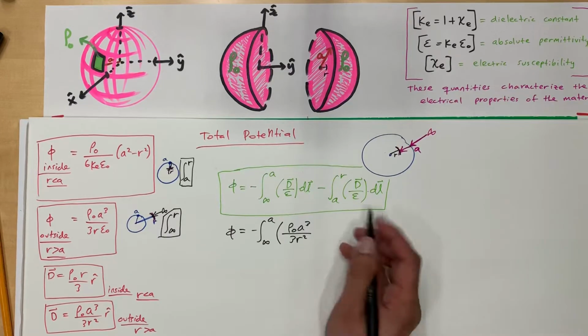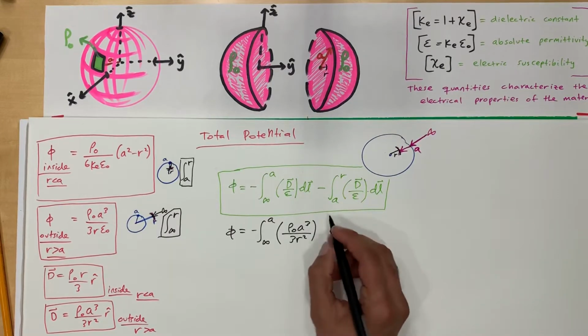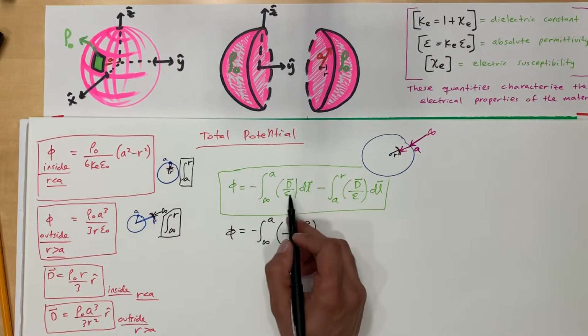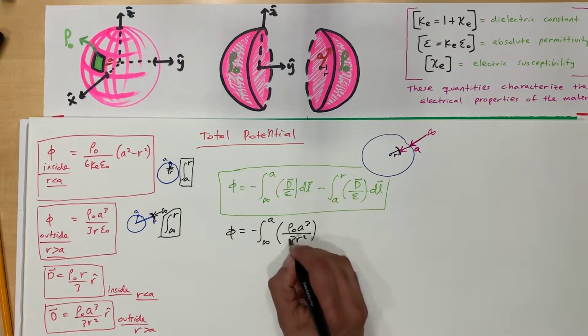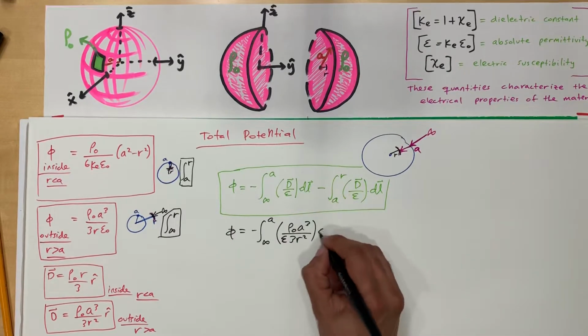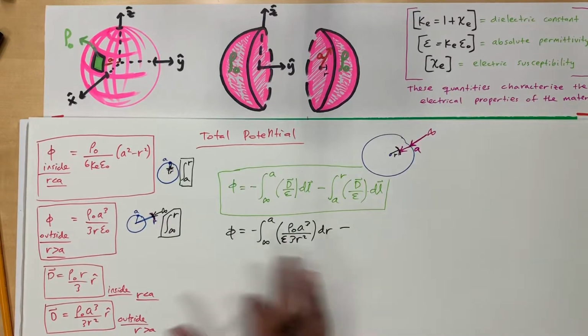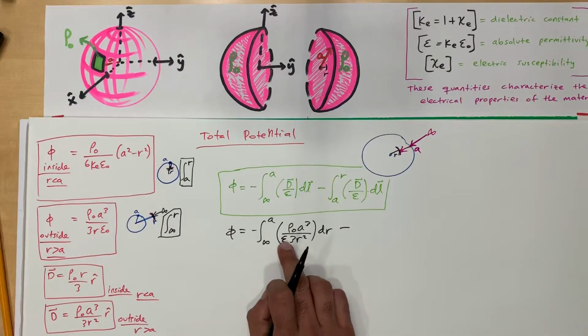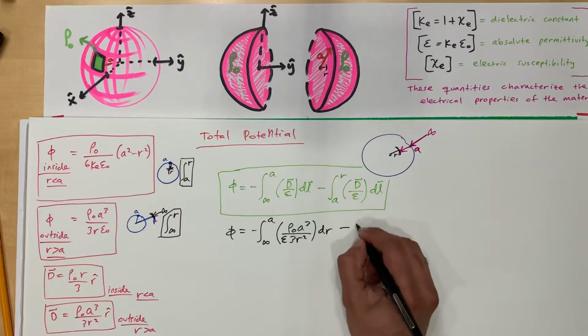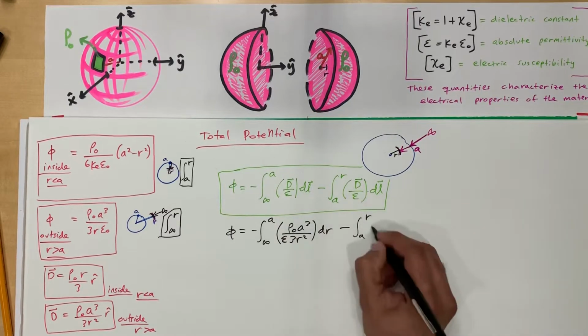Okay, and we have our epsilon naught. Let's just leave it for now. And let's see, we got dr. So right now I'm just gonna fill everything in, but we have to change this. So then we have the integral from A to R.